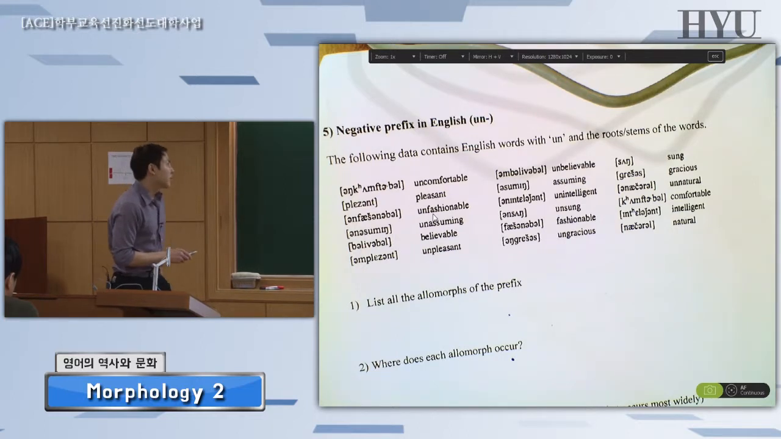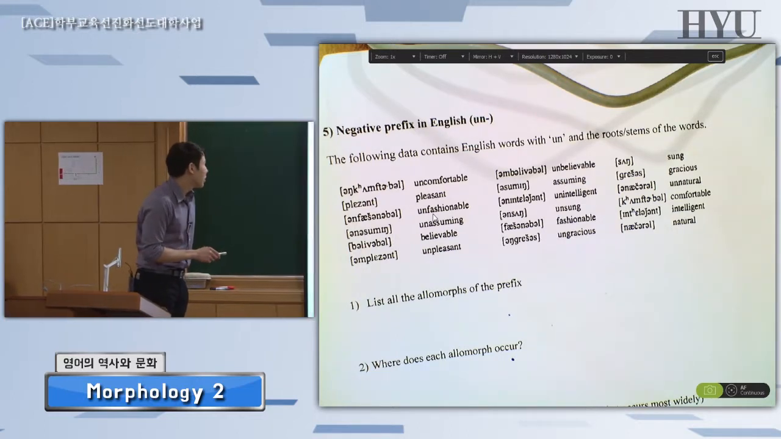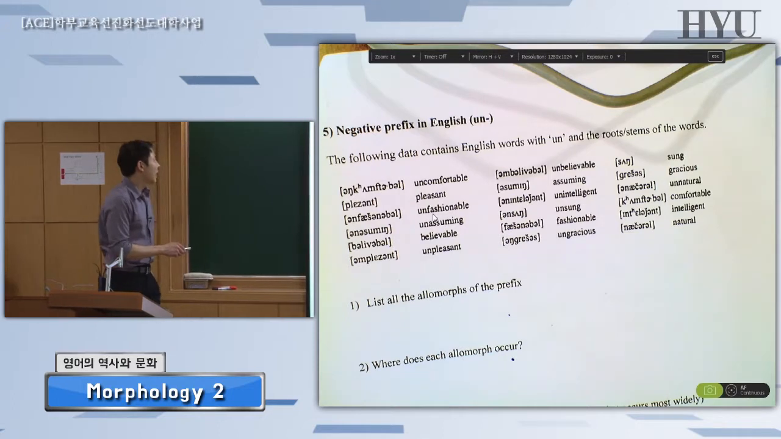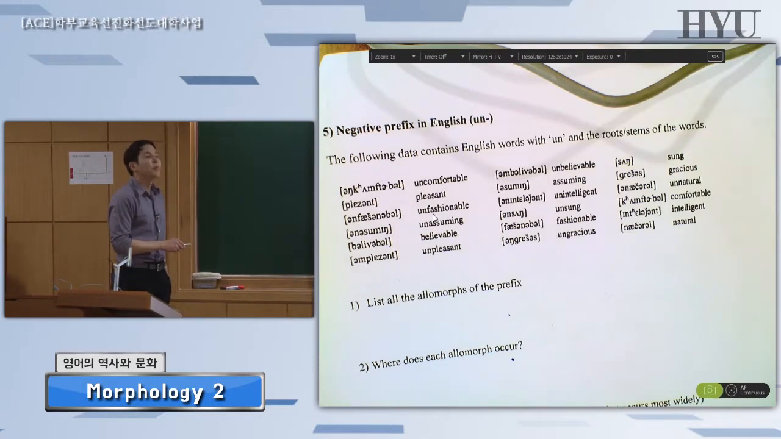But is there unpleasant here? Here, unpleasant. How do we pronounce unpleasant? Just unpleasant. You see, pleasant, unpleasant, like that. Uncomfortable, where's comfortable? Comfortable is here, right?